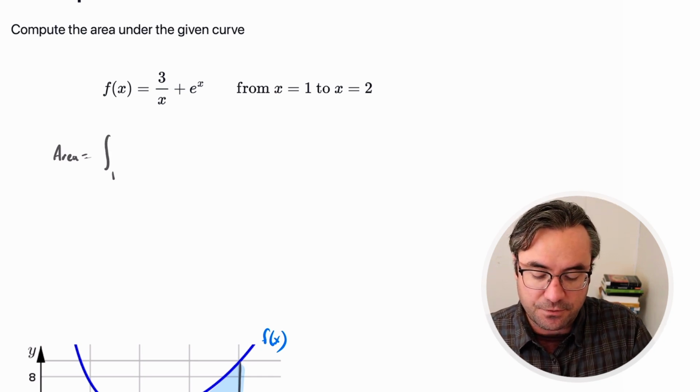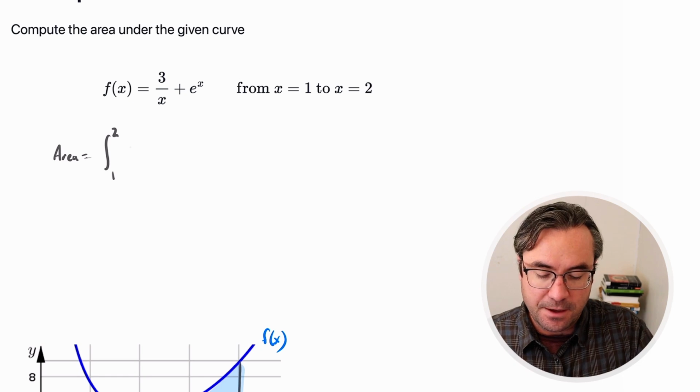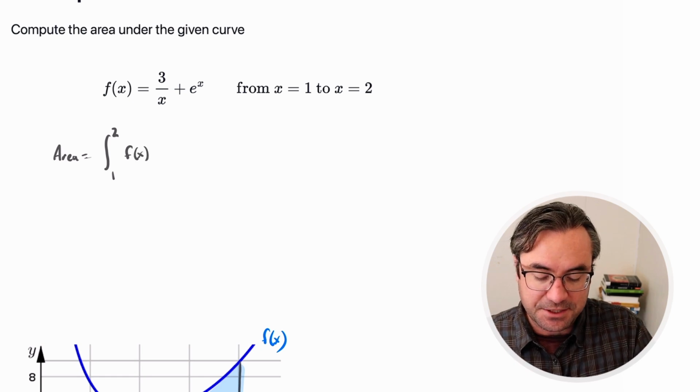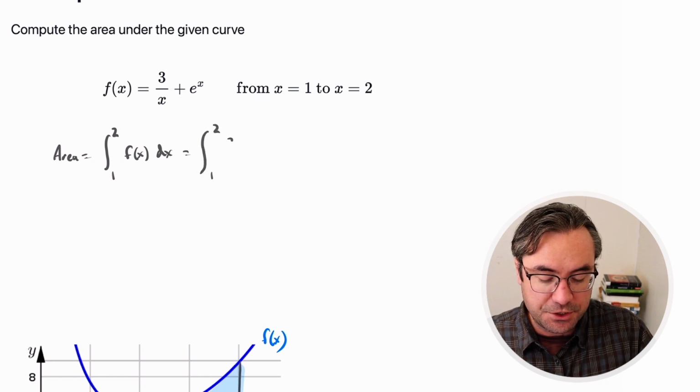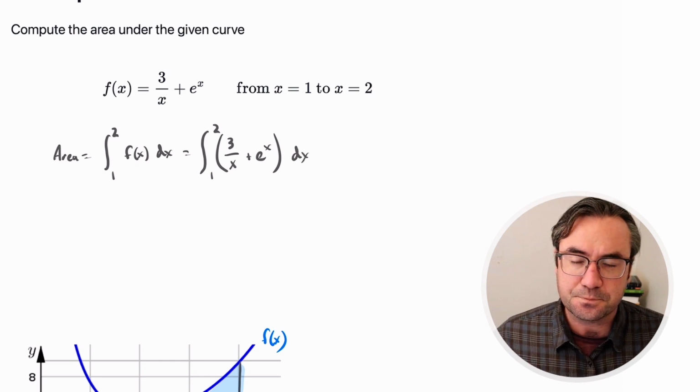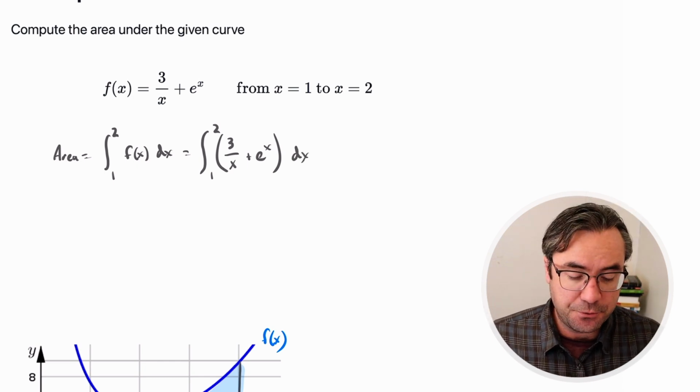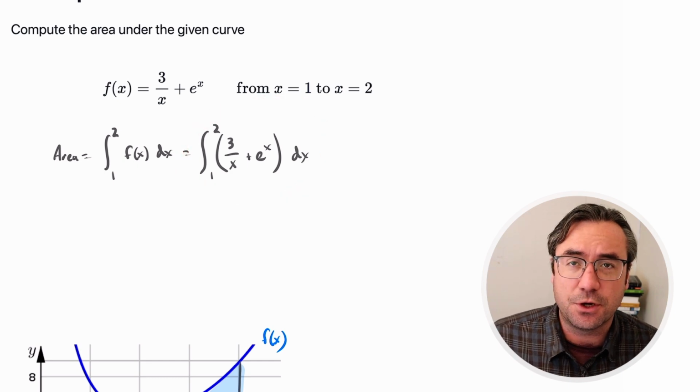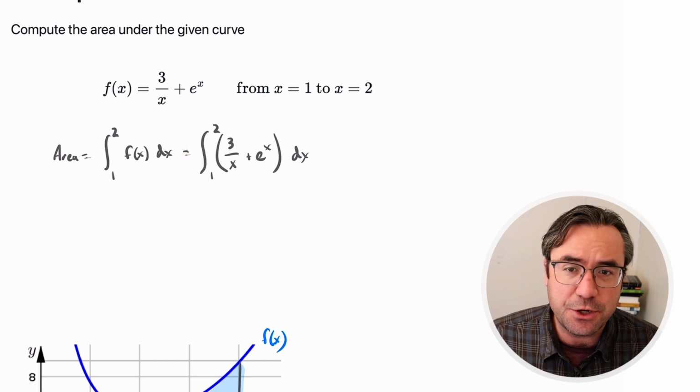So it's going to be the integral from 1 to 2 of f of x. We can fill in our function. So we're integrating from 1 to 2, 3 over x plus e to the x. And now we just have to calculate this definite integral. So this is what we've looked at. How do we do this?